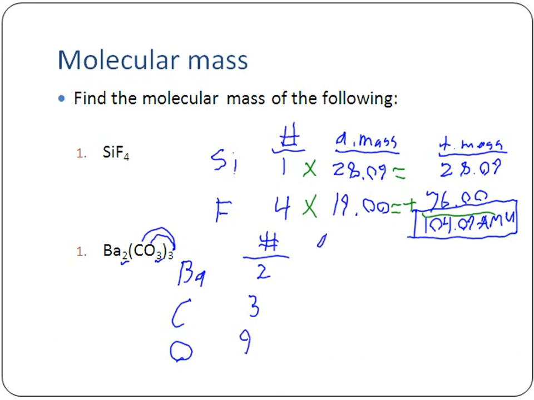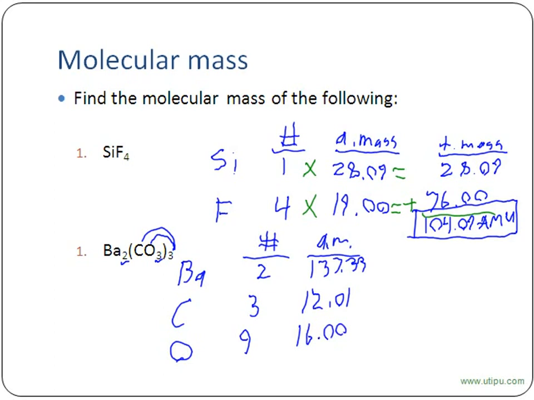For the atomic masses, the first one is barium. Looking at barium, it's towards the bottom left, 137.33. Our next one is carbon. Looking that up, we have 12.01. And oxygen is our last mass here, 15.999, which rounds to 16.00 to the nearest hundredth.